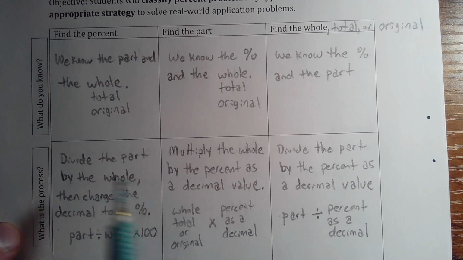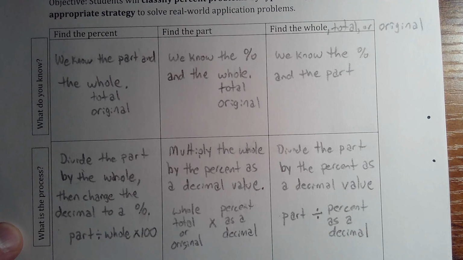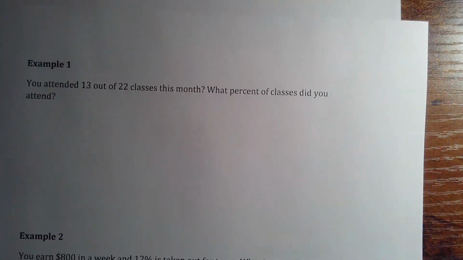Our process is simply that we're going to divide the part by the whole, and you're going to get a decimal answer. Then you're going to have to change that decimal to a percent. One way you can easily do that is the part divided by the whole and multiply by 100. That converts the decimal to a percent. You could also move the decimal twice if that's your preferred method. So let's flip the page and we'll take a look at example 1.